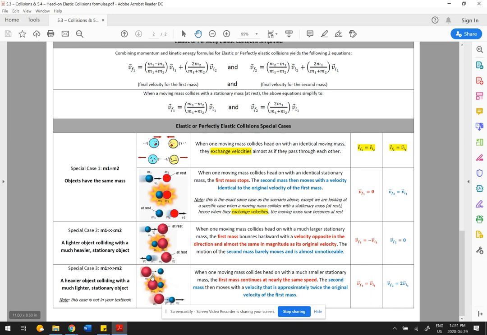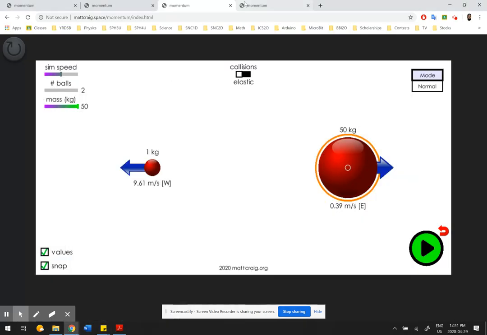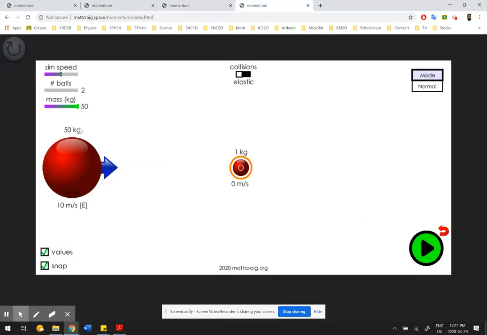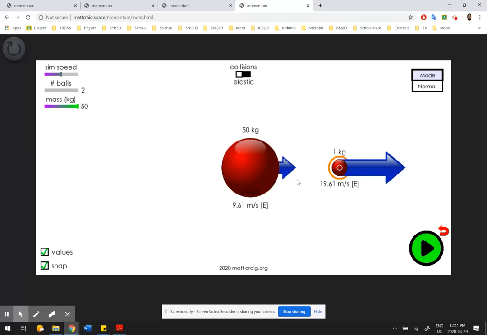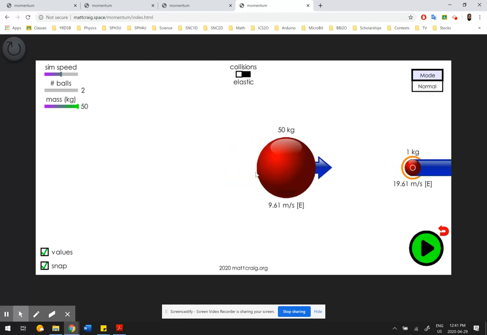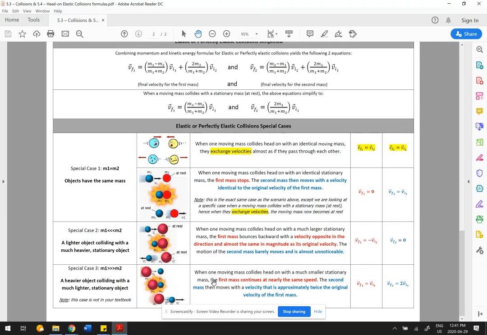Now, special case 3 is when object 1 is a lot bigger than object 2. So it's a heavier object colliding with a much lighter stationary object. So over here, we have a 50 kilogram object, which is going to collide with a 1 kilogram stationary object. And now you can see a lot of the momentum was transferred over, and both objects are moving in the same direction over here. So in terms of this, the first mass will continue at nearly the same speed.